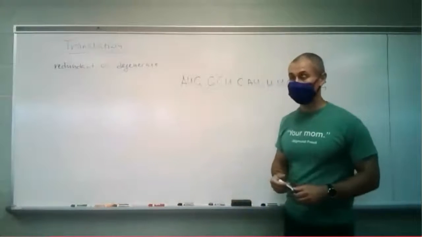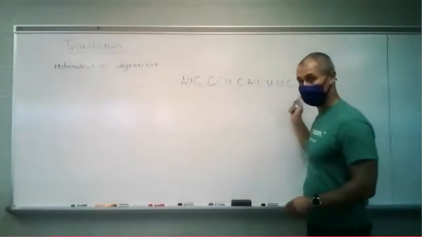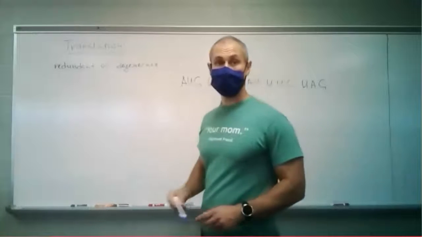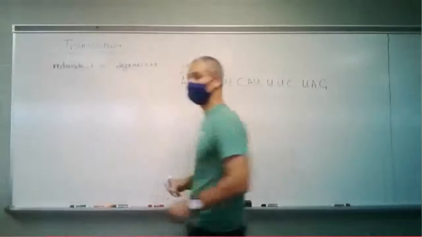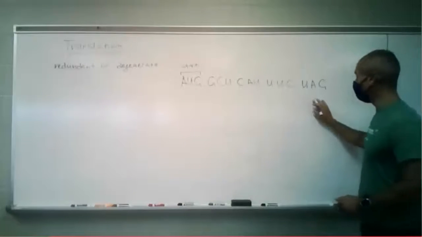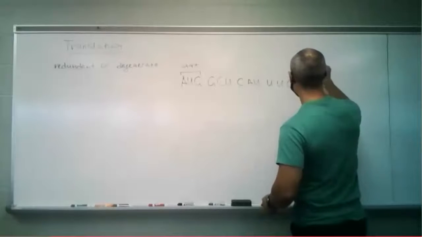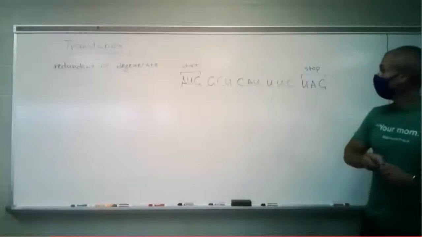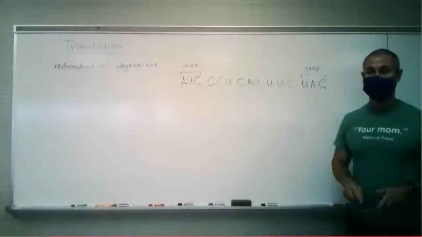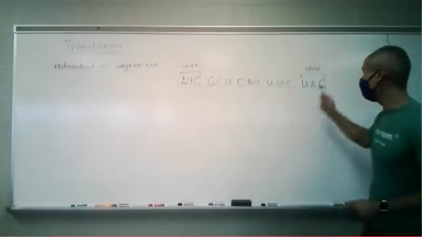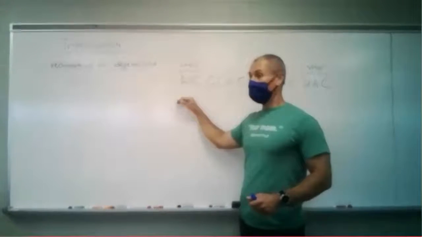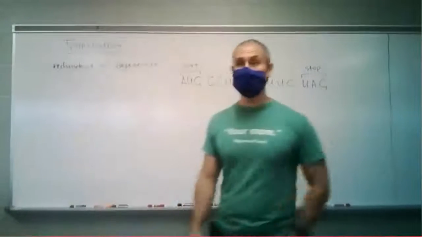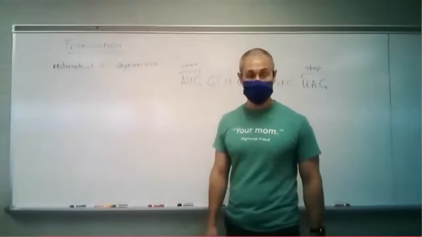Okay? Now, how does this work? So, AUG. What is AUG? It's a start codon. Okay? What is UAG? It's a stop codon. Does that make sense? That's where translation starts. Now, AUG also encodes an amino acid, methionine.